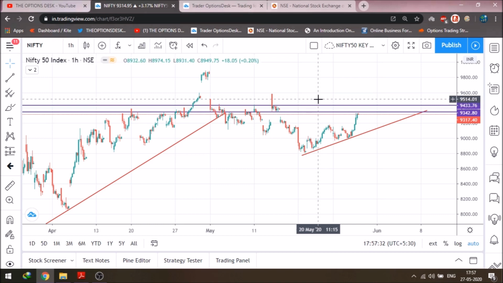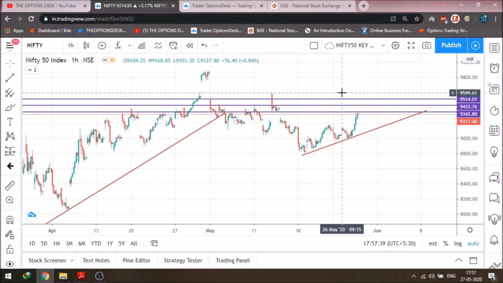Now the next level that I can expect is the interim resistance at the level of 9514. That is around a distance of, I would say, 70 points, and the final resistance stays at the level of 9610 or around 9600.